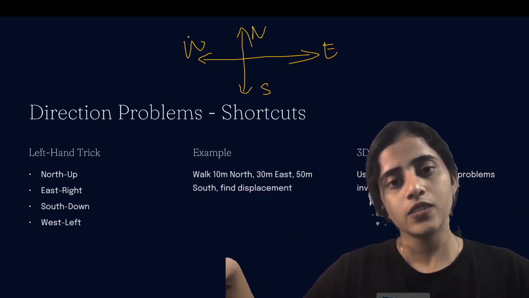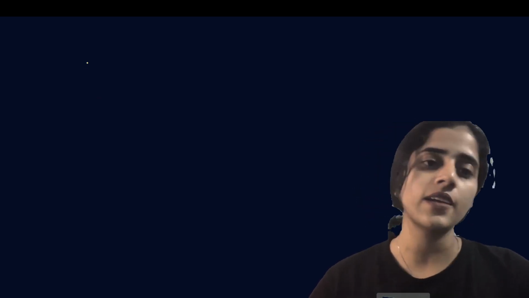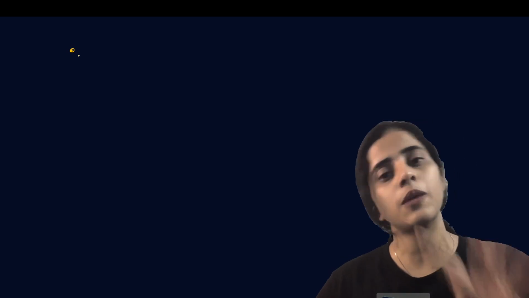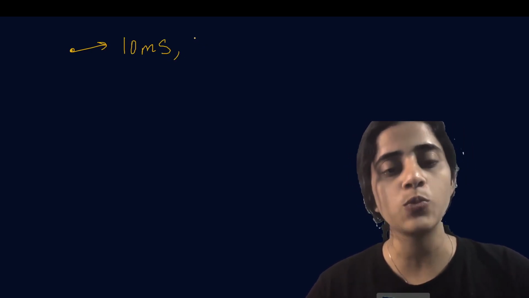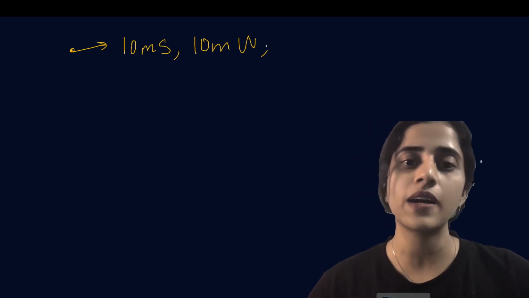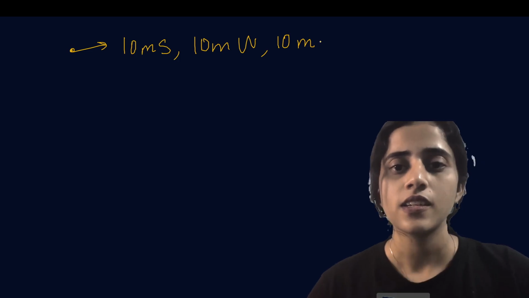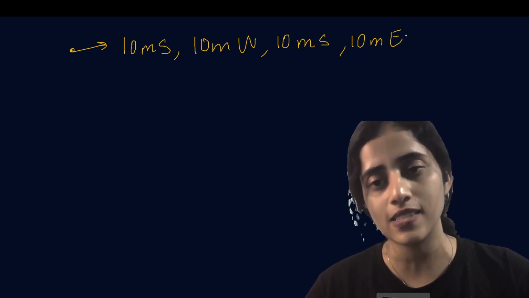Okay. So now sometimes there are some questions. For example, imagine there's a question. They say there's someone, some person, he starts from a point and then let's say he moves 10 meters in the south. Then let's say he moves 10 meters in the west. And then he might move 10 meters in the south. Then he moves 10 meters in the east.